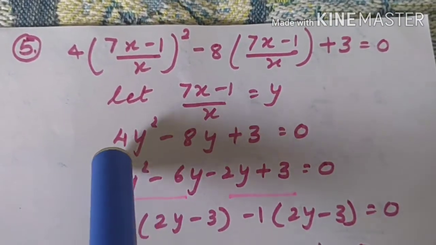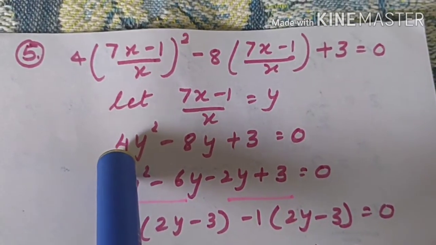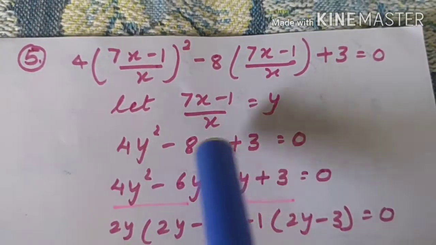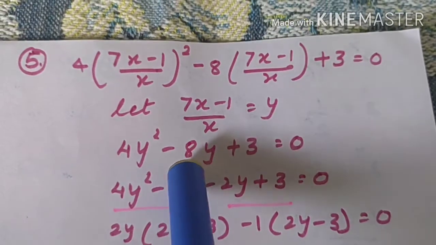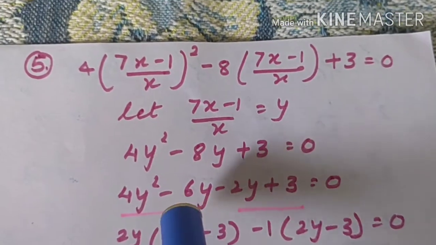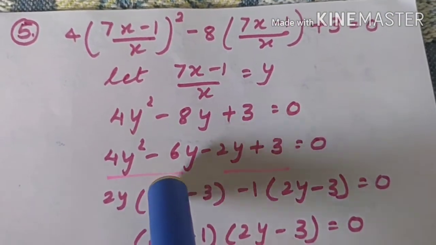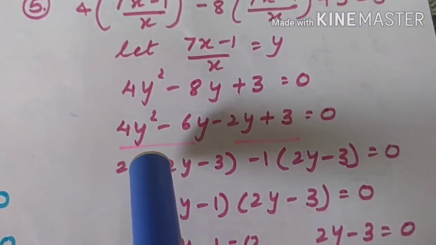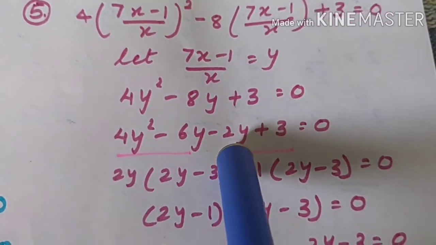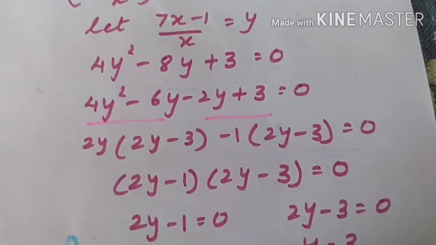So now taking factors, the coefficient of y square is 4 and the constant term is 3. 4 3s are 12. We will use the factors of 12 to get the middle term minus 8, and the factors of 12 are 6 2s. So I am replacing it here: 4y square minus 6y minus 2y plus 3 is equal to 0.